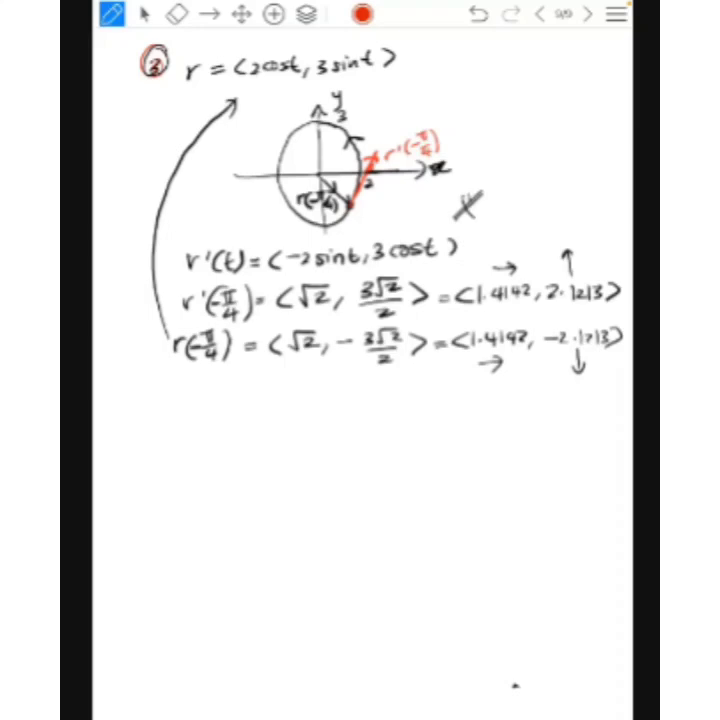Okay, and then from question number 3, let's go to question number 6. Find the parametric equation of the line tangent to the parametric curve in question 3 at t equals negative pi over 4. So what the question wants is actually the vector equation of this line. Okay, means R equals R0 plus tV, right? Parametric equation? Find the parametric equation.